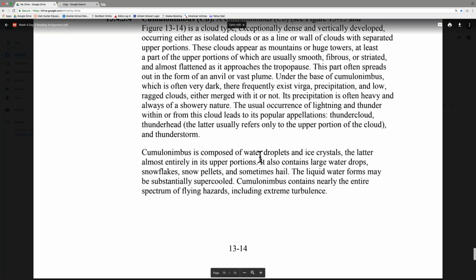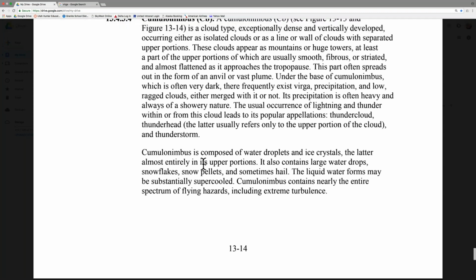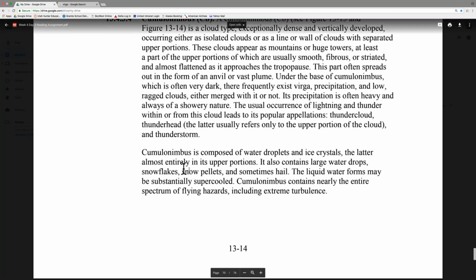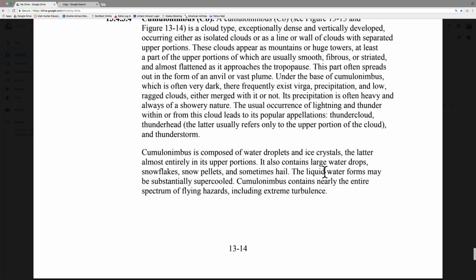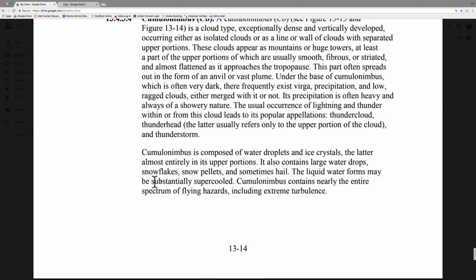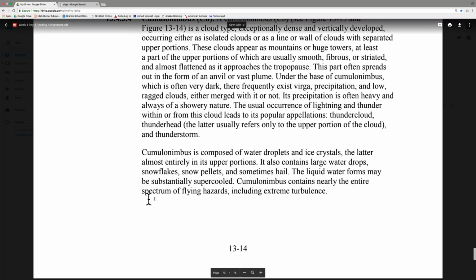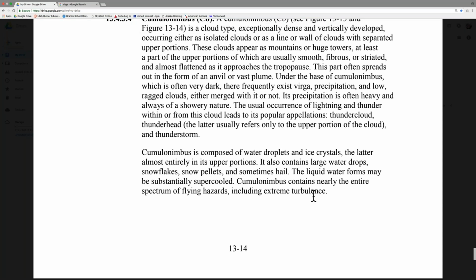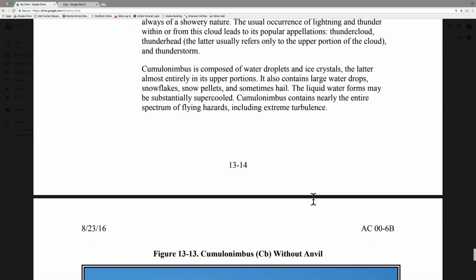So cumulonimbus is composed of water droplets, ice crystals, the latter almost entirely in its upper portions. It also contains large water droplets, snowflakes, snow pellets, and sometimes hail. Liquid forms may be substantially supercooled. Cumulonimbus contains nearly the entire spectrum of flying hazards, including extreme turbulence.